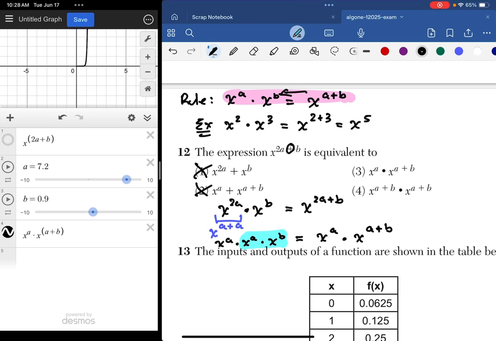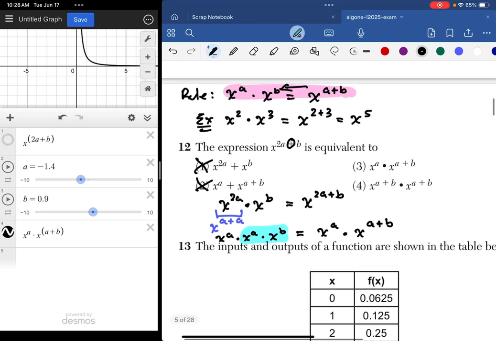And then I would play around with my sliders. And no matter where I go, so I'll move this here. I'll do it like this. Turn that one off. Turn this one on. It's the same graph because they're equivalent to one another. So it's got to be choice 3.